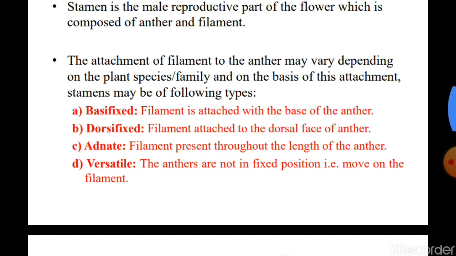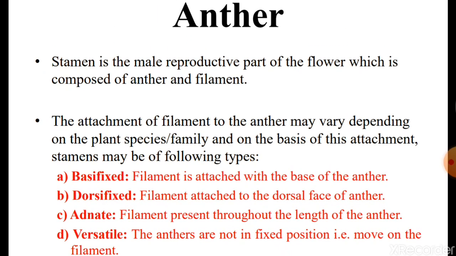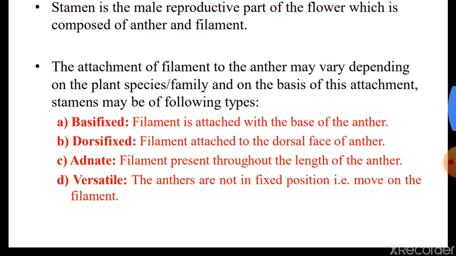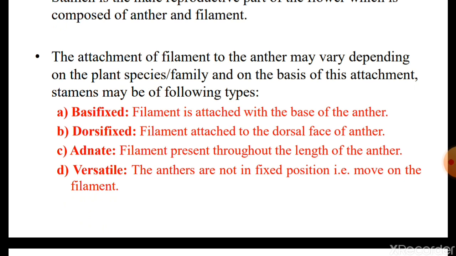The stamen is the male reproductive part of the flower, which is composed of anther and filament. In the stamen, anther is the fertile part and filament is the non-fertile part. Depending on the attachment of the filament to the anther, there may be the following kinds of stamens, and that may vary in different plant species and families.